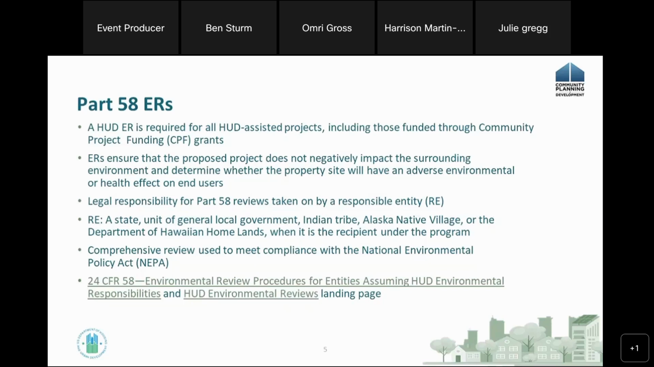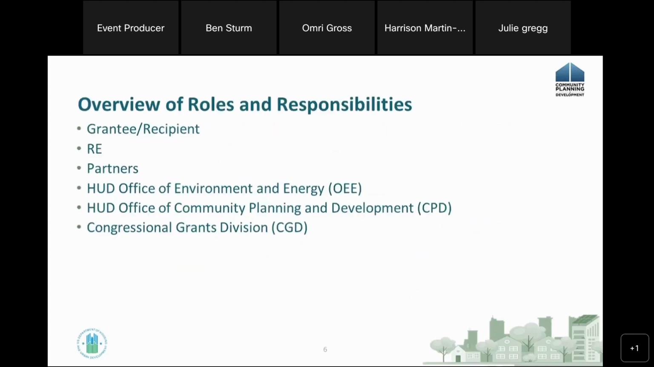A local government responsible entity will complete and take responsibility for the environmental review process and content. Responsible entities can be states or units of general local government that the project is located in and that have some level of land use responsibility. You can find more information about Part 58 procedures and requirements in the regulation and on our HUD environmental review landing page.